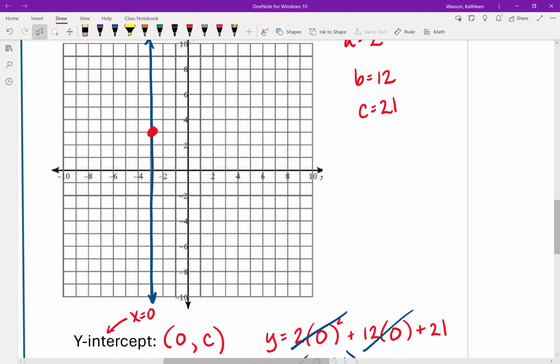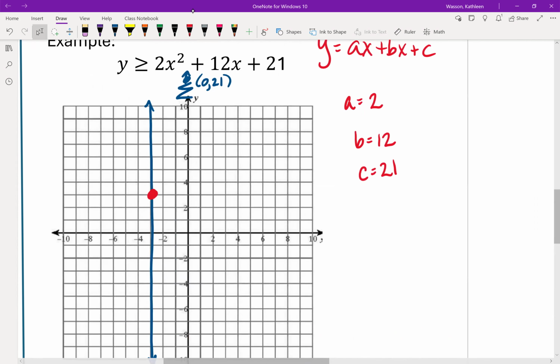So here's my vertex, and I know that it opens up because there's a point over here way up high on my axis of symmetry. You also know it opens up because a is a positive number. But I need to find some points that will fit on this graph so that I can draw my curve in.